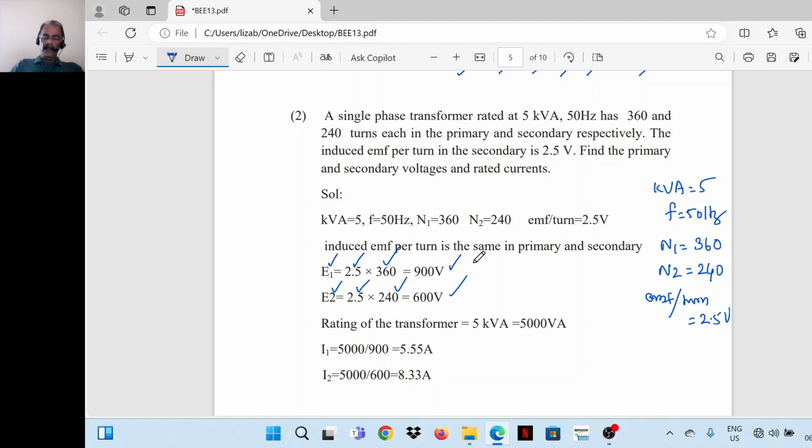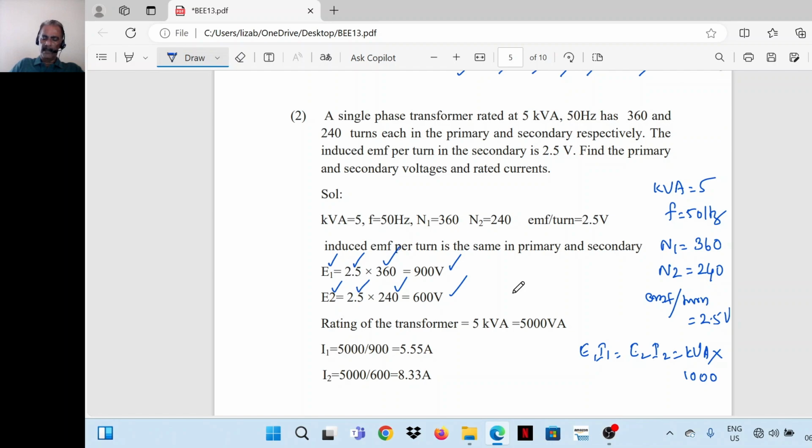Now next we have to find out the rated current. The kVA rating is the same on either side of the transformer. V1 I1 is kVA, V2 I2 is also kVA. So in this case V1 is equal to E1. So E1 I1 is equal to E2 I2 is equal to kVA into 1000. kVA is kilovolt ampere. Multiplying with 1000 will give volt ampere. So from this I1 and I2 can be found out.